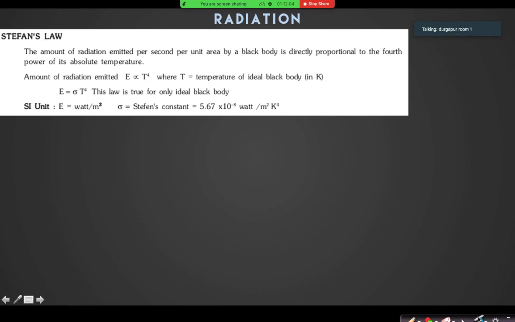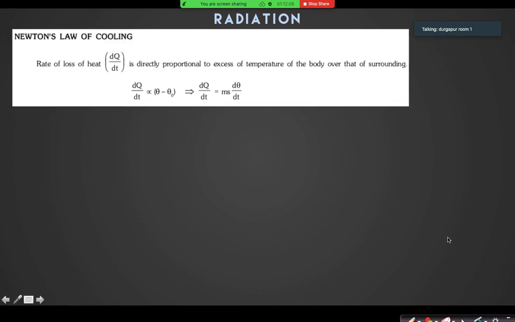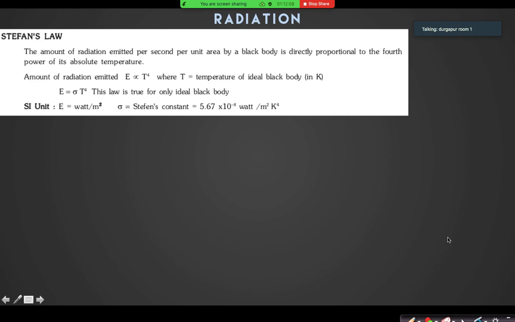So now we'll come to law of cooling. Before that, let us try to find what is the rate of the temperature change of the body if both are not same.